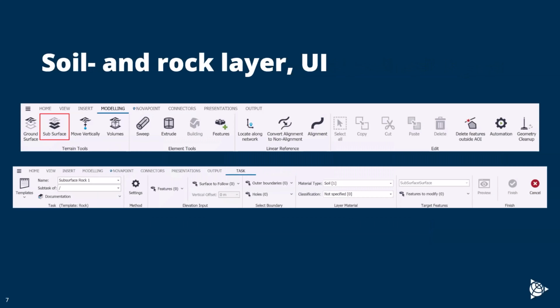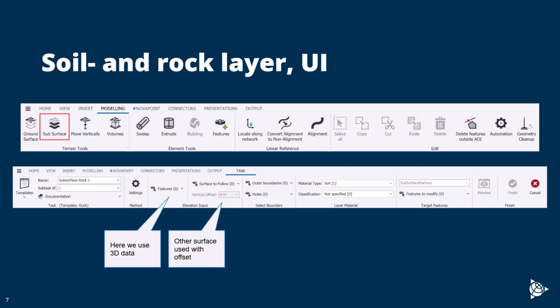So this is the user interface when we are creating layers. We use the subsurface function under the modeling tab. We can add our features if we're going to use imported 3D data. If we're going to use an already created surface with an offset, that's on the right side in this elevation input area in the bar here.